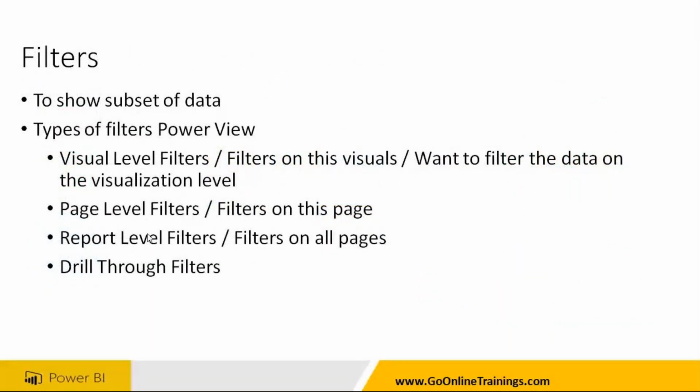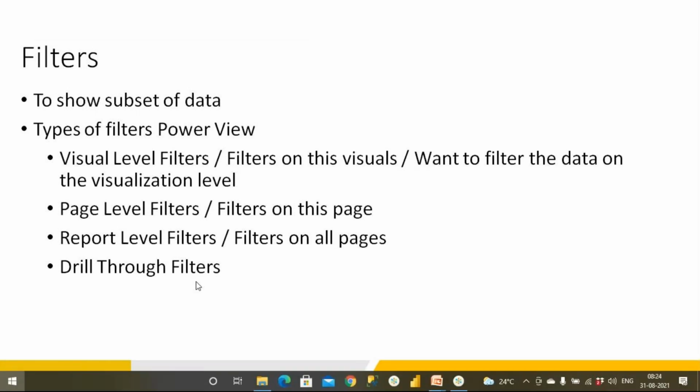As we know, filters mean showing a subset of data. Clear? We have four types of filters available. One is called visual level filters. The second is called page level filters. The third is called report level filters. And we have drill through filters. Let me quickly open my Power BI.